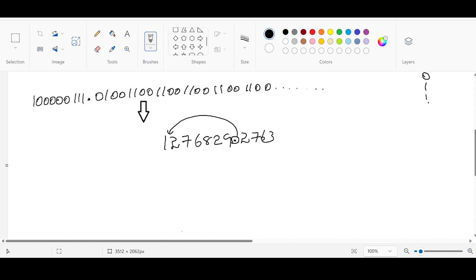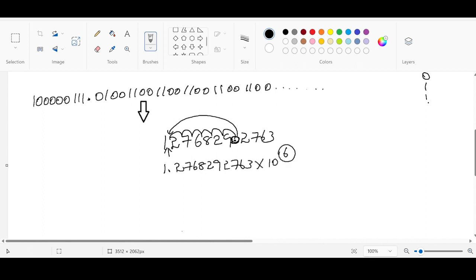And I have to ensure that the resultant number is going to have only one whole number part, which means I need to shift this decimal point to here, right? How many places does it need to be shifted? 1 2 3 4 5 6 places, right? Now I can represent this like 1.2768292763 into 10 to the power of 6.